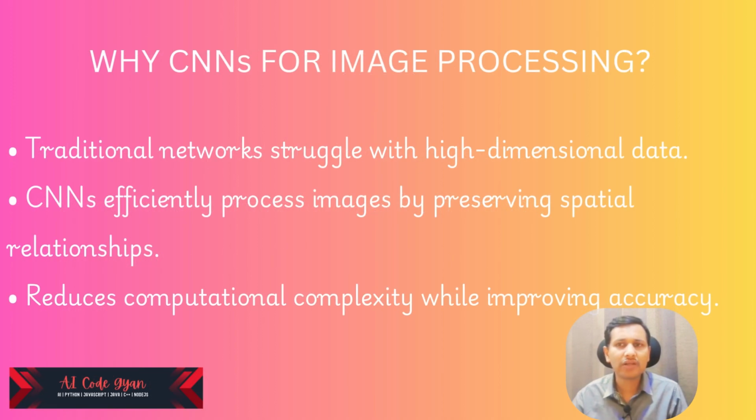And why is it used for image processing? Traditional networks struggle with high dimensional data, while CNN efficiently processes images by preserving spatial relationships. Suppose there is a home. It will process its image by preserving its door, its windows, and its room. So it will distribute the spatial features of the home. Then it will process the image.